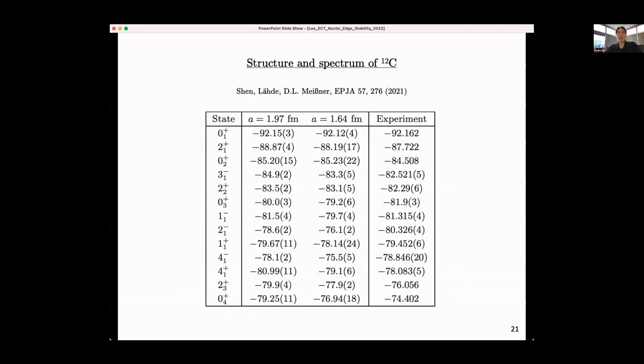Okay, so at this point, I'm going to transition to talking about carbon-12. You can take this very simple interaction and look at what happens in carbon-12. This is a paper by Shihang Shen, who's a postdoc with my collaborator Ulf Meißner in Jülich, as well as Timo Lähde. Last year, we took a look at what we would get with different lattice spacings, 1.97 and 1.64 fermi.